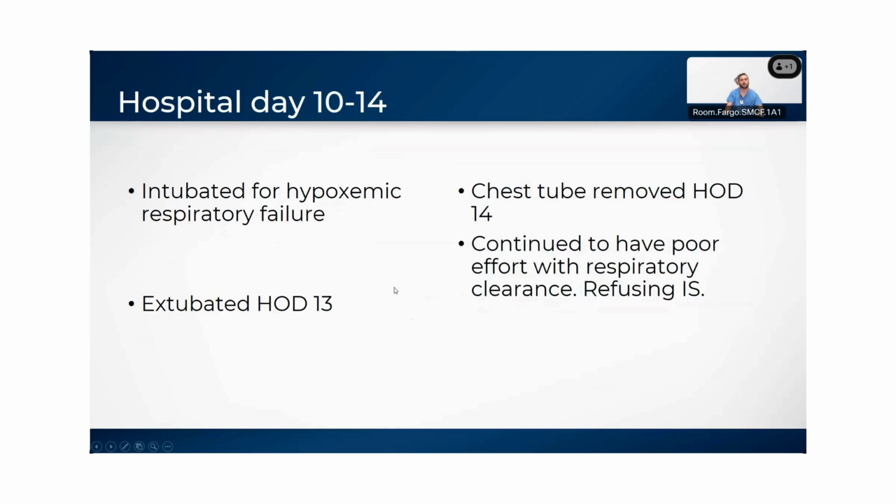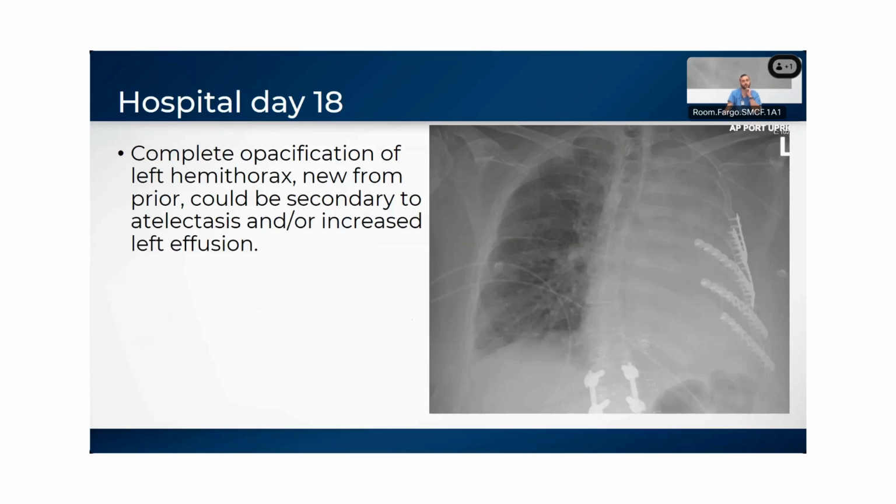A few days later, this is hospital day 10 to 14. She was intubated for respiratory failure, extubated a few days later, and chest tube was removed. She did continue to have poor respiratory effort. She was refusing to use incentive spirometry. Her pain was poorly controlled. Following X-ray the following day shows complete opacification of the left hemothorax, which was new. It was unsure at that time if this was blood or mucus plugging, so a CT scan was completed.